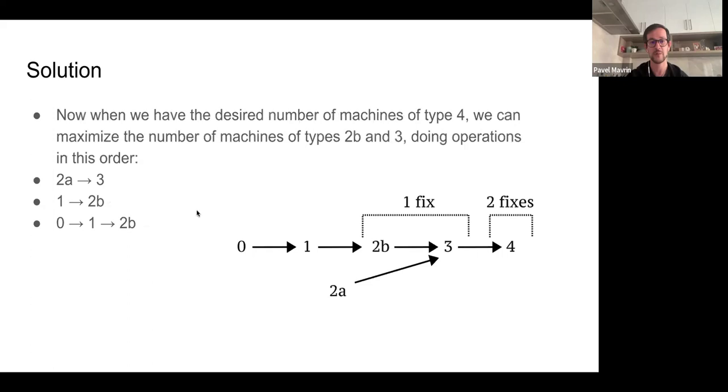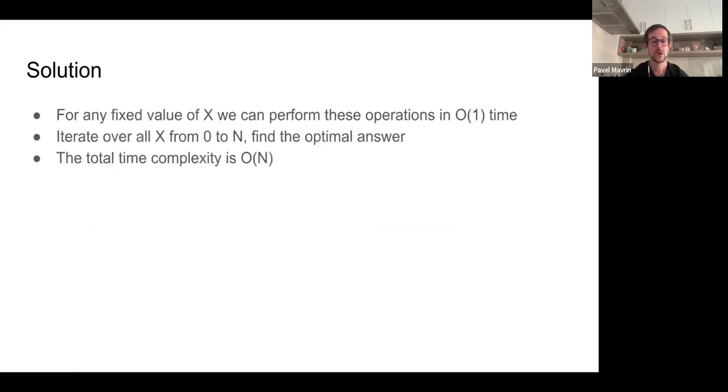And we again can do it using a simple greedy algorithm. We first break machines of type 2A, machines of type 1, and machines of type 0. Machines of type 2A and 1 we can break in one operation, and machines of type 0 we can break in 2 operations. So we just maximize the number of broken machines using these operations. And that's all. Now we can iterate over all possible values of x. We first fix how many machines of type 4 we get in the end. Now, if we fix the number of machines of type 4, we can simulate this process in constant time.